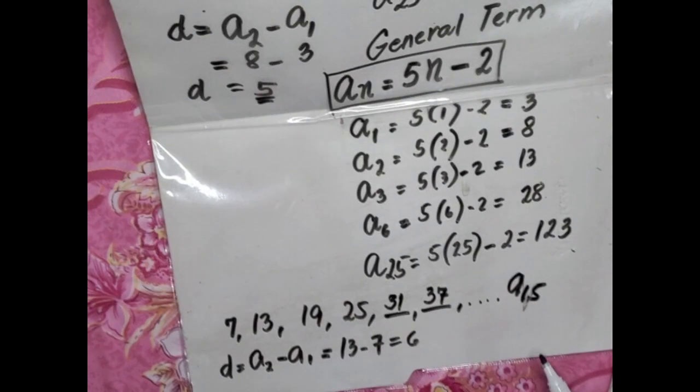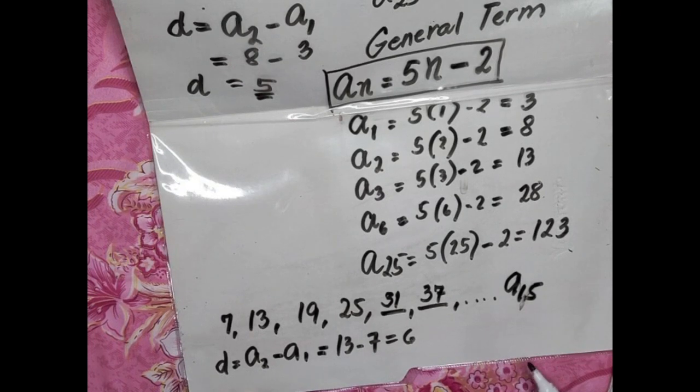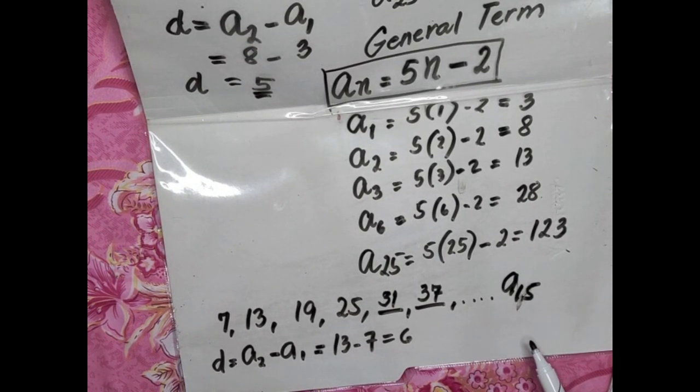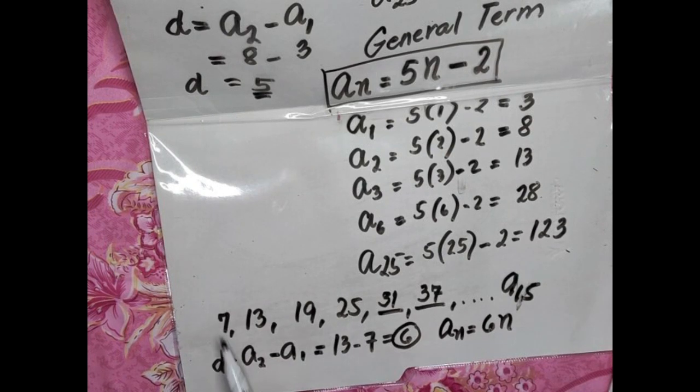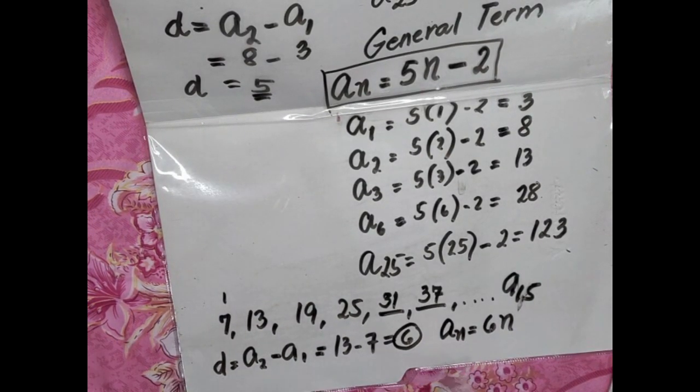Okay. So we have to look for the general term. So what would be the general term? So a sub n is equal to, our common difference is 6. So we make use of 6 multiplied by n. Take note, the 6n is derived from the 1. So the first term is 7. So 6 times n is 6 times 1.